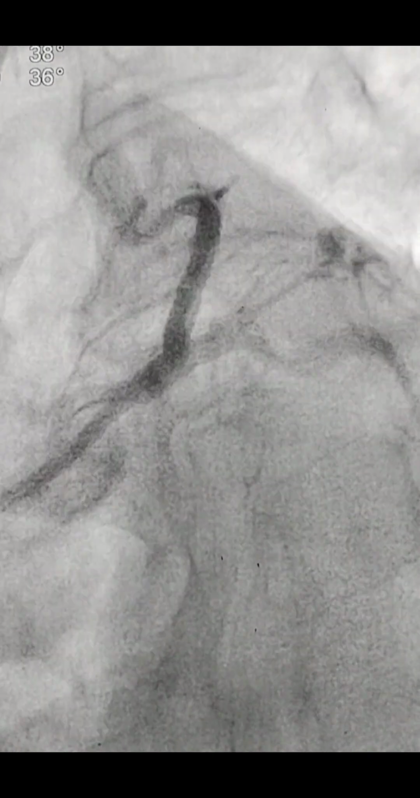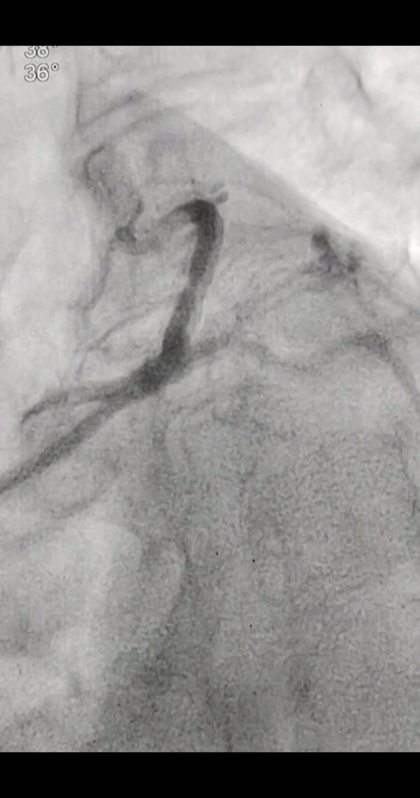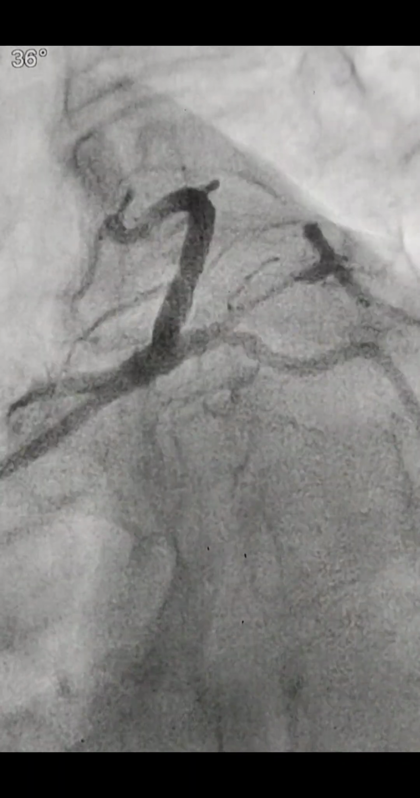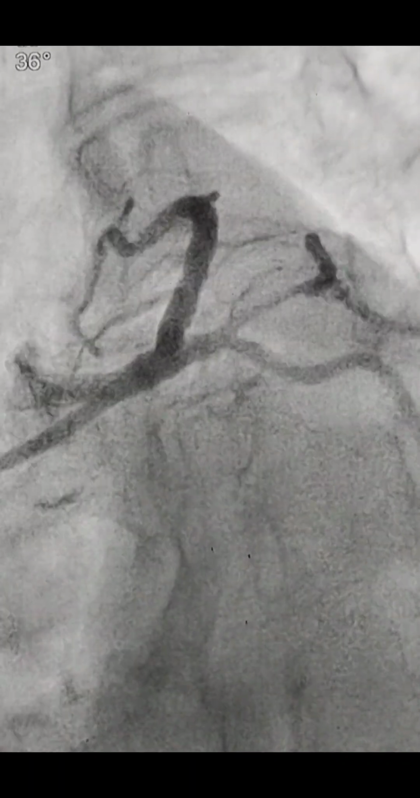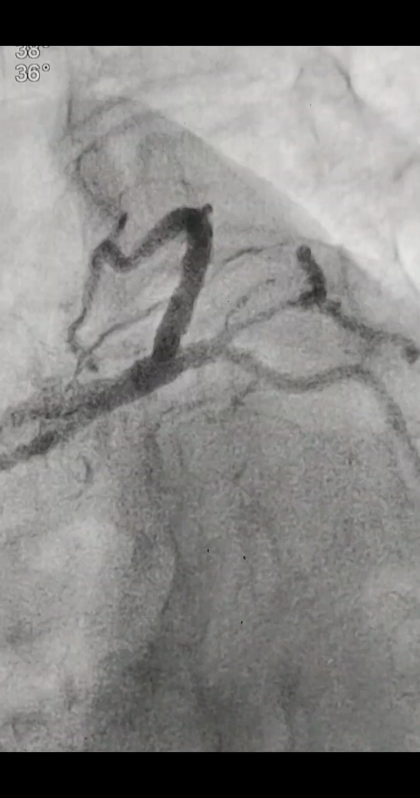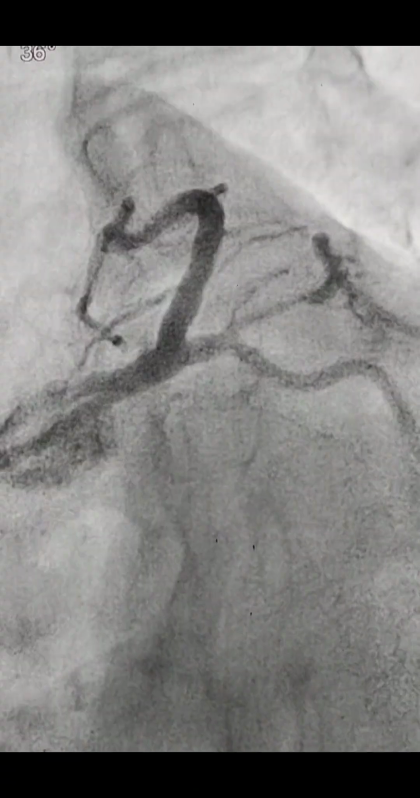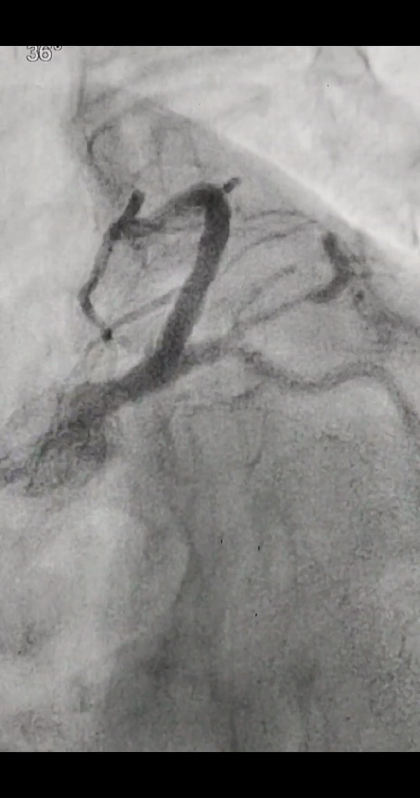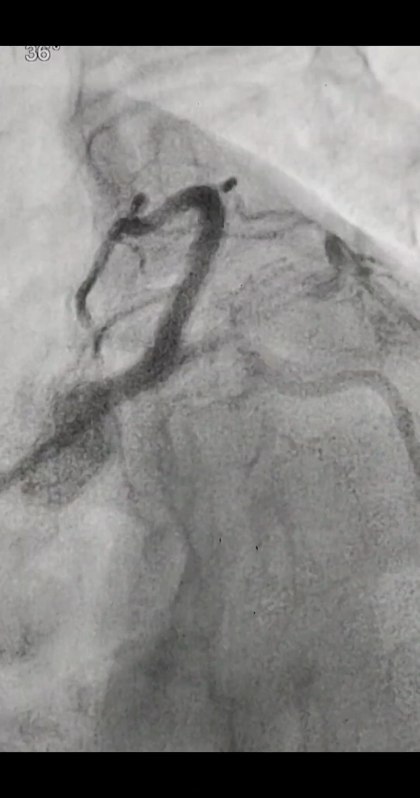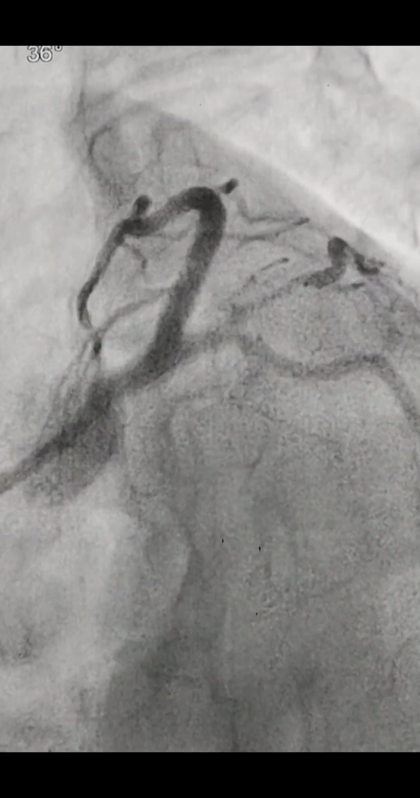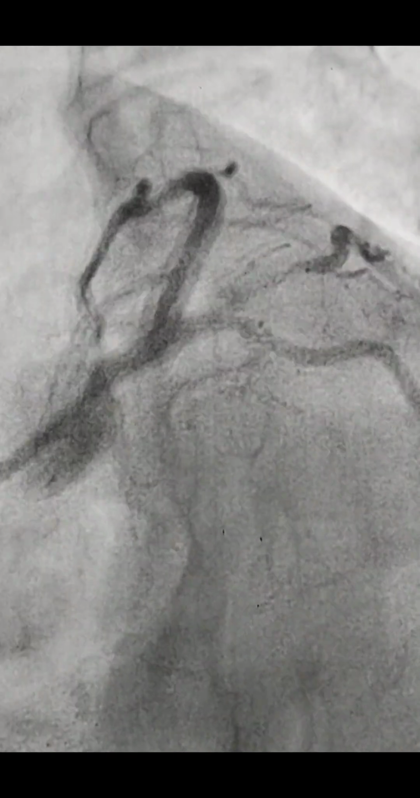We left this OM for medical management because that was 2.25. So this was the angioplasty in the inferior wall ST elevation MI to the RCA and to the LAD. The patient was stable and shifted to ICU. Thank you.